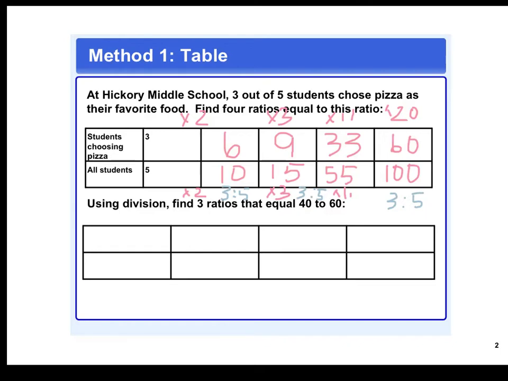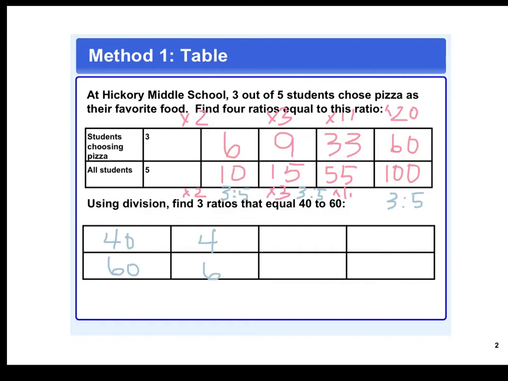So if I start out with the ratio 40 to 60, notice my ratio again goes up and down. The ratio next to it I could find by dividing by something. Well, I know I can divide 40 and 60 both by 10. If I divide 40 by 10, I get 4. If I divide 60 by 10, I get 6. So 4 to 6 would be an equivalent ratio.